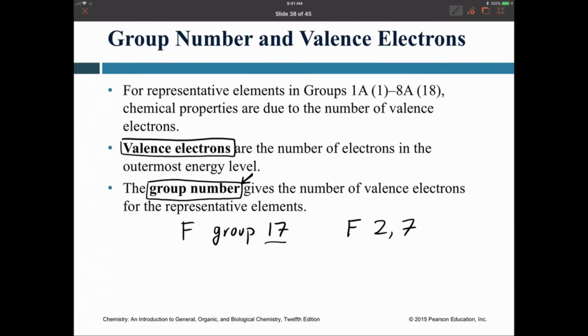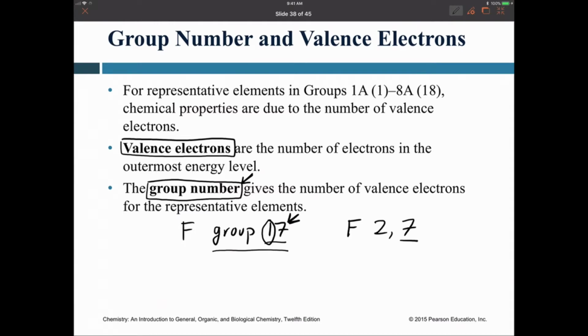Whenever you look at a group number of a representative element, a non-transition metal essentially, you'll see that some of them have a 1 in front, like 17. Just ignore the 1. It's 7. Does that make sense? Let me say that again. When you're looking at a group number in the teens, say 13, 14, 15, 16, 17, or 18, you simply ignore the 1. You just look at the second number. So fluorine has 7 valence electrons.